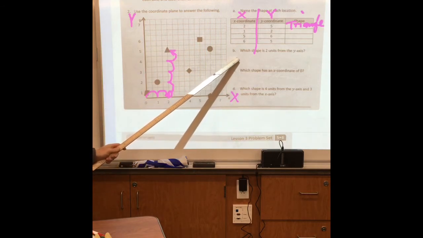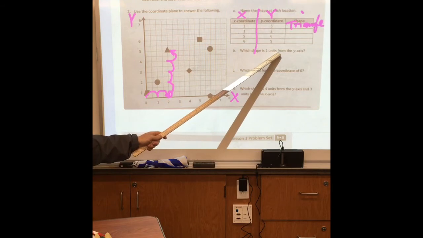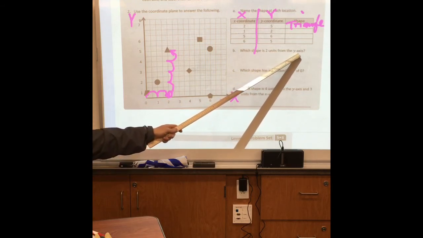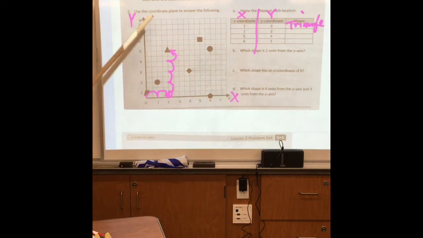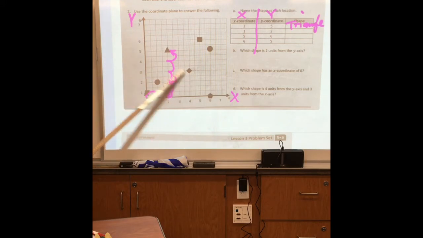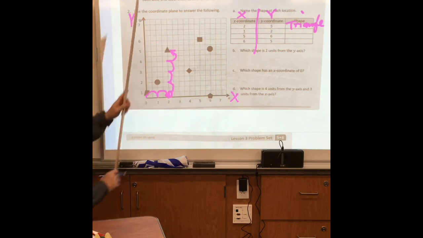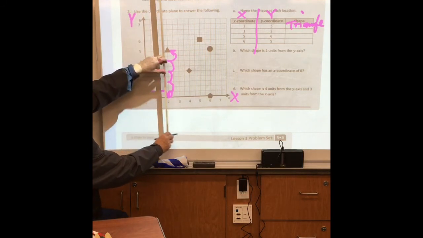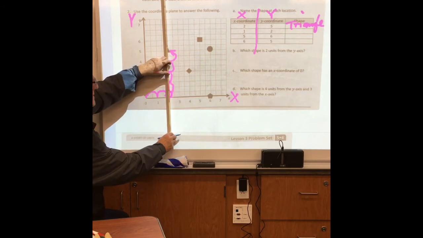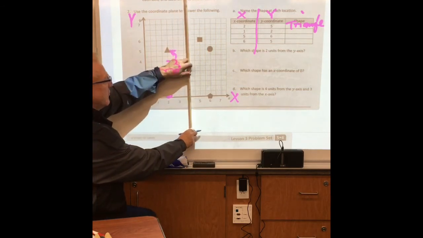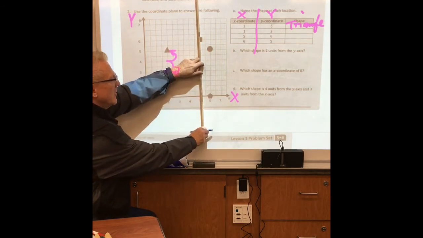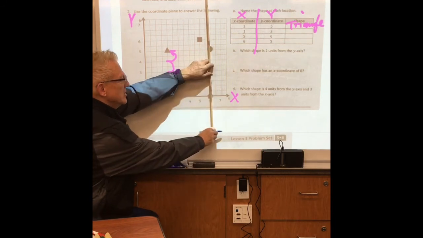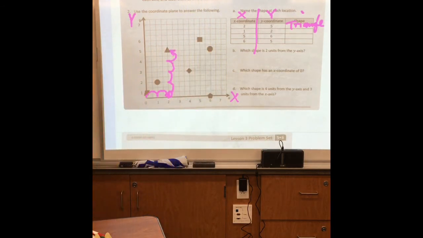Then it says, which shape is 2 units from the Y-axis? Is there any shapes that are 2 units away from the y-axis? That means this is y. Here's 1 unit. Ooh, there's 2 units, 3 units, 4 units from y, 5 units from y, 6 units from y. Do you get that? Does that make sense? Hope it does.